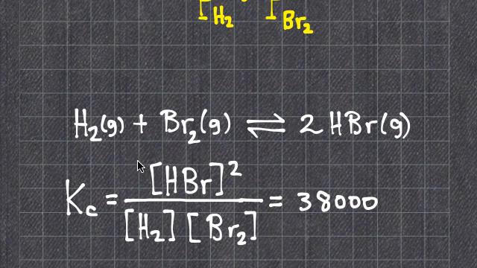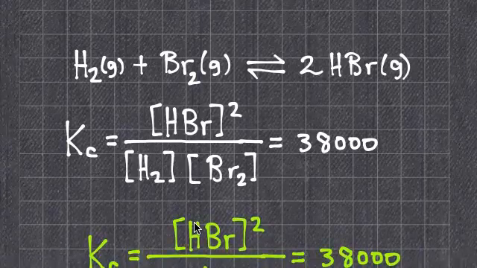So for example, I happen to know that at a particular temperature for this reaction, it's a large constant. It really kind of wants to go forward. In other words, 38,000 means I have about 38,000 times more of this than I do of this. In a way, the numerator is 38,000 times bigger than these.